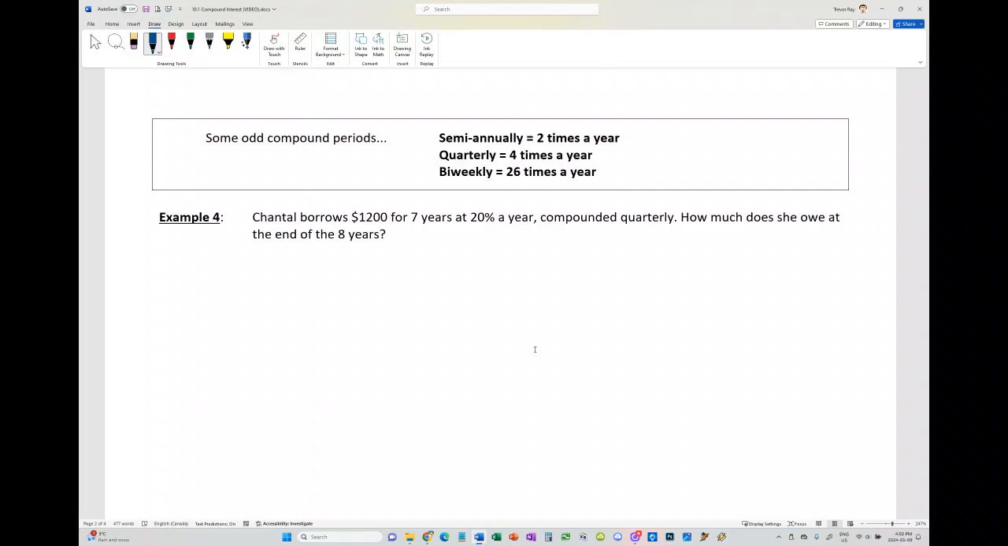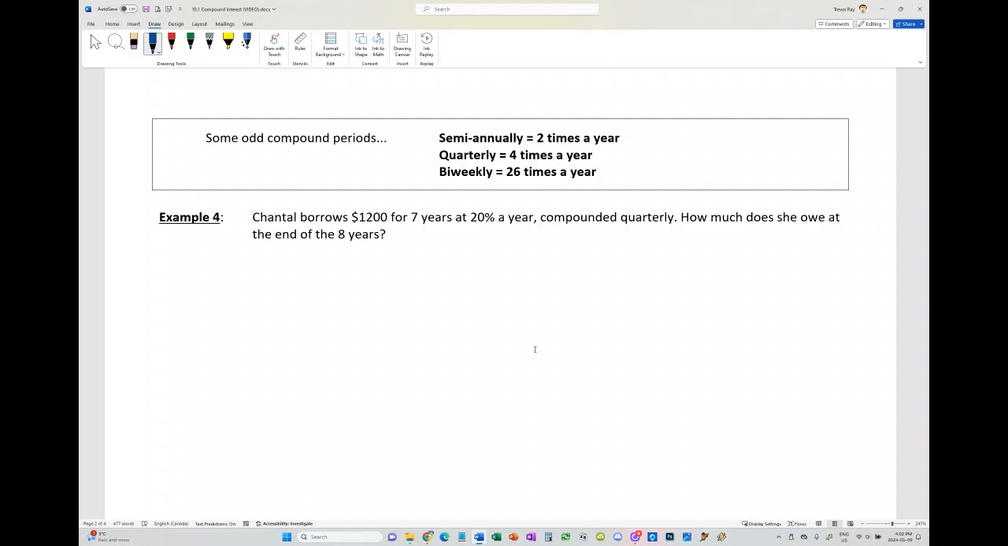And that one's fairly common. A lot of people get paid biweekly, meaning they get paid every other week. And if you get paid every other week and you're investing money or borrowing money, you tend to make payments at that time, which means that biweekly investments are actually very, very common.